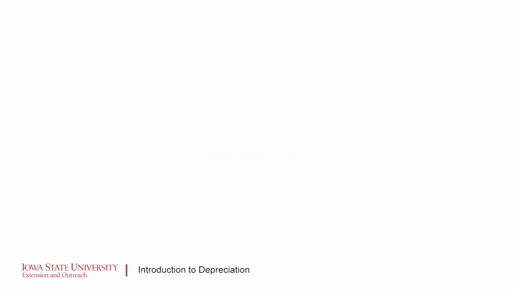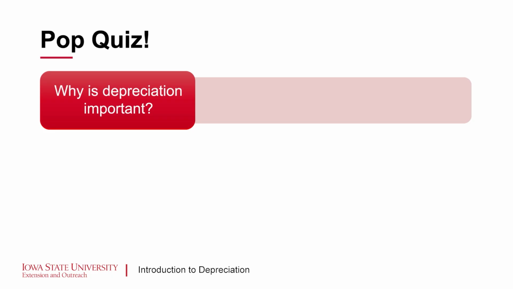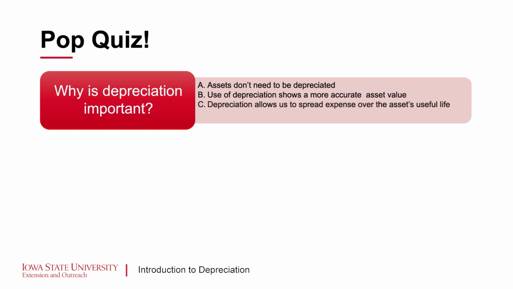Let's do a quick review with a pop quiz. Question 1. Why is depreciation important? A. Assets don't need to be depreciated. B. Use of depreciation shows a more accurate asset value. C. Depreciation allows us to spread expense over the asset's useful life. Or D. Both B and C are true.